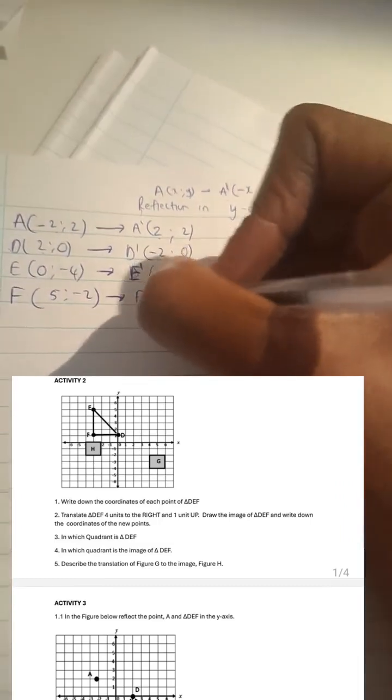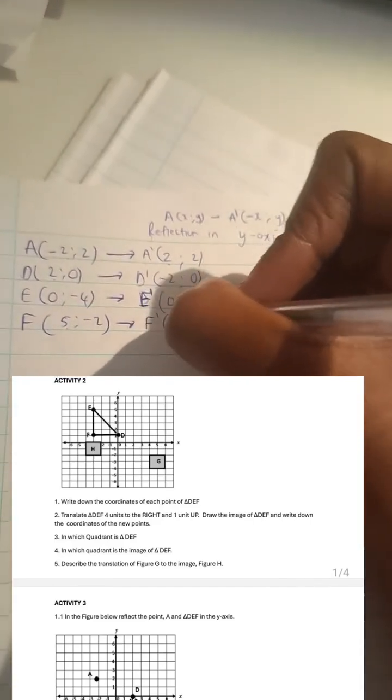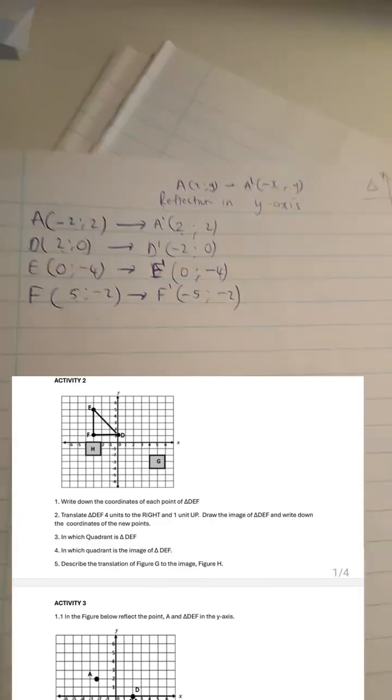Then F, the image of F, 5 is positive. Obviously now it's going to be negative. And then obviously the -2 stays the same.